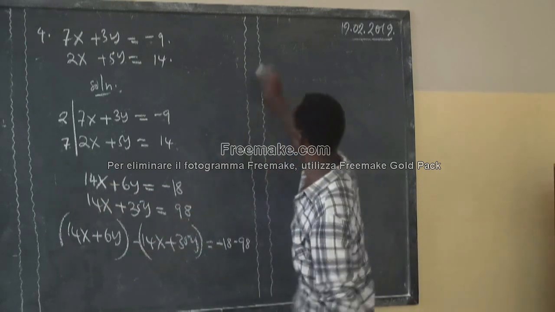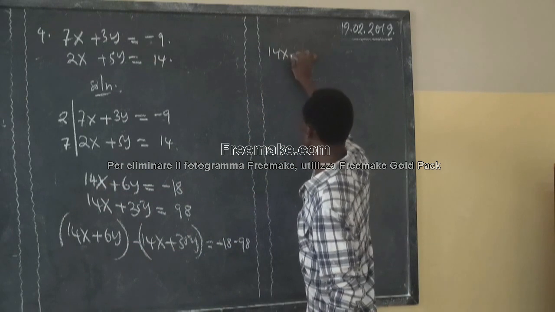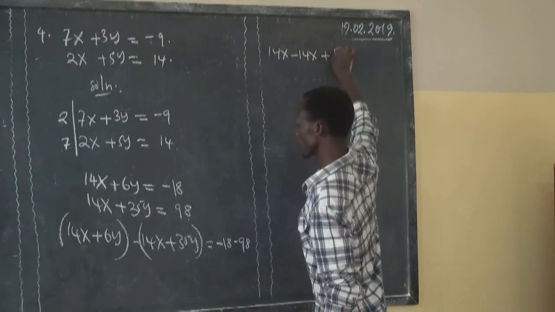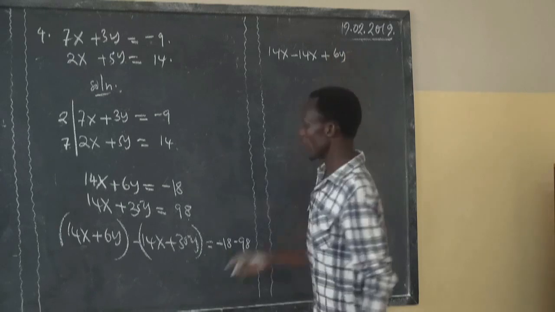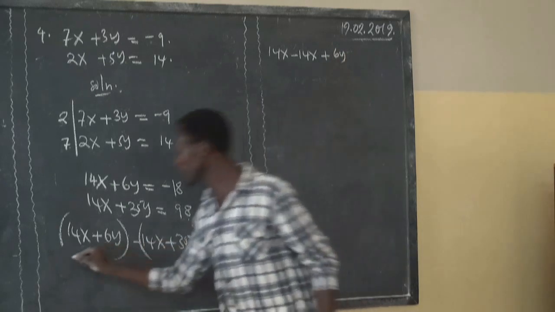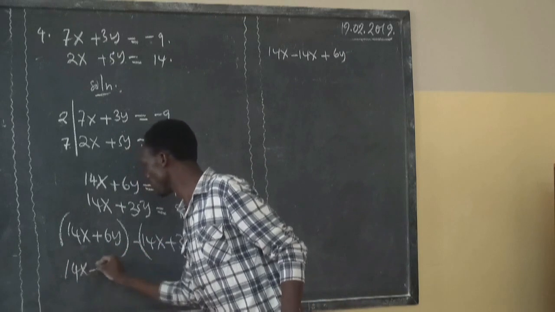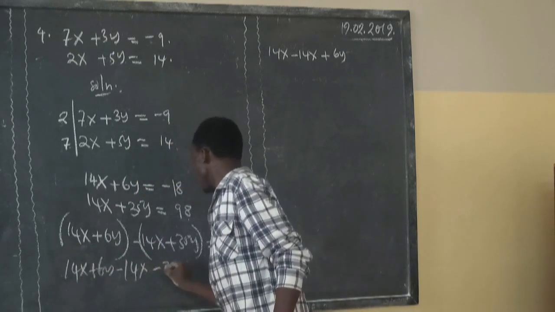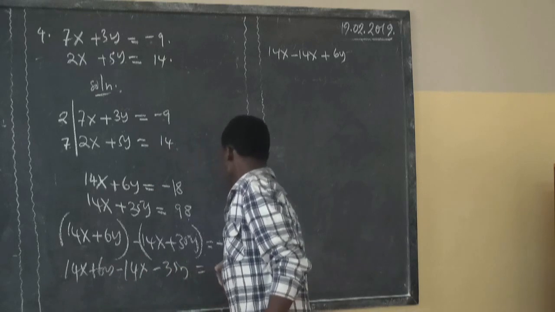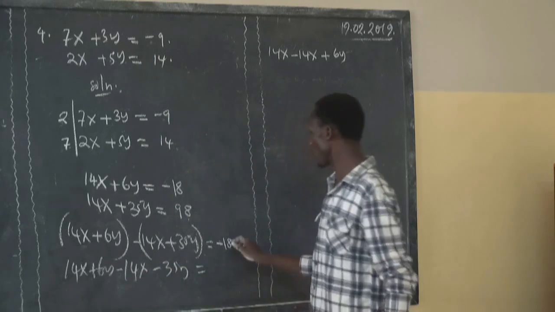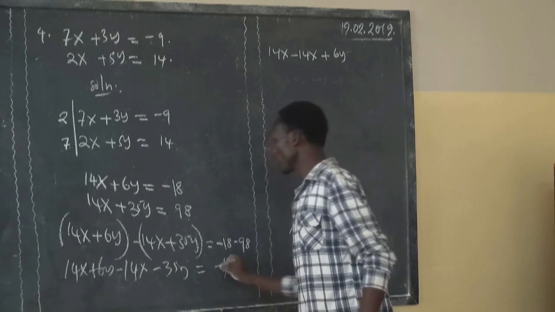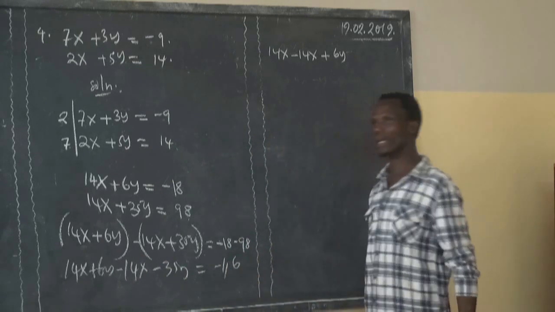Now open the bracket. Now you have 14x minus 14x. Then positive what? 6y. Remember, if you open here, you have 14x positive 6y, negative 14x, negative 35y is equal to negative 18 and negative 98. All these are negatives. Now we collect them. All these are negatives.